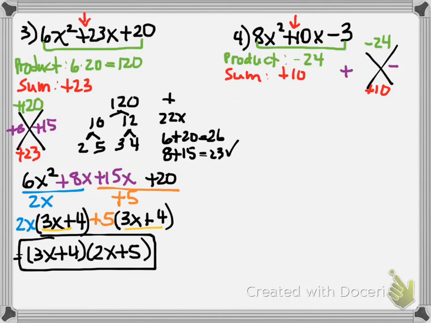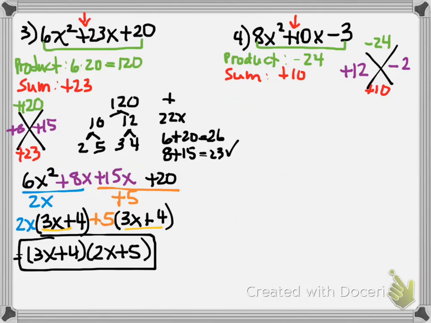Now, what are two factors of negative 24 that add to give me positive 10? A positive 12 and a negative 2. Now, most people don't think about those two factors straight away. They think of 3 and 8 and 4 and 6, but you have to go through all the factors.